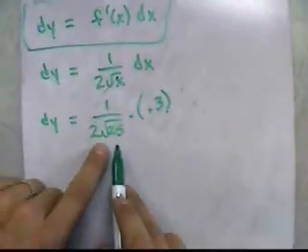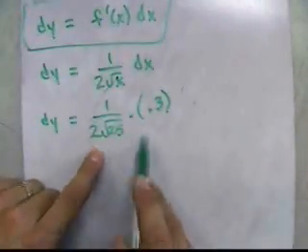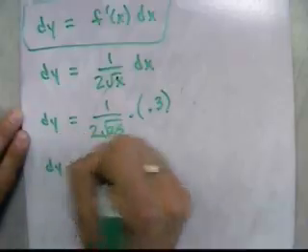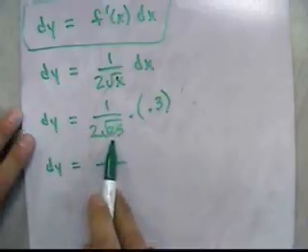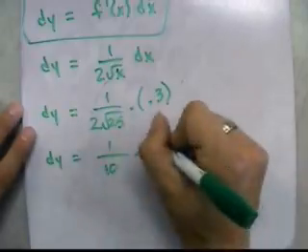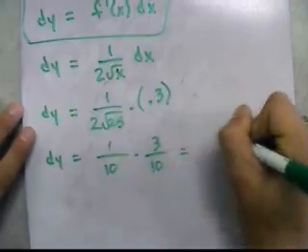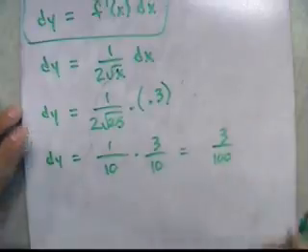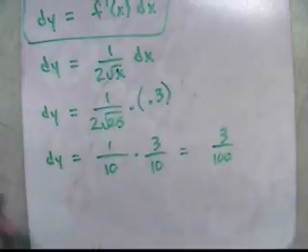So to simplify, this isn't too bad as far as simplification goes, right? I've got dy equals 1 over 2 times the square root of 25, which is 10, multiplied by 0.3, which is 3/10. And so this gives me 3 over 100. Okay, so 3 over 100 is how much off that y value actually is.